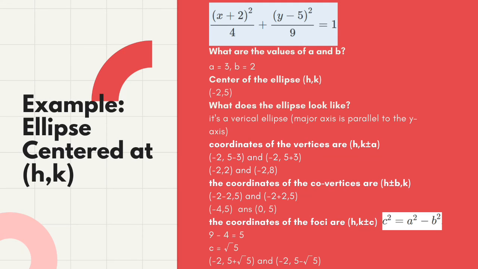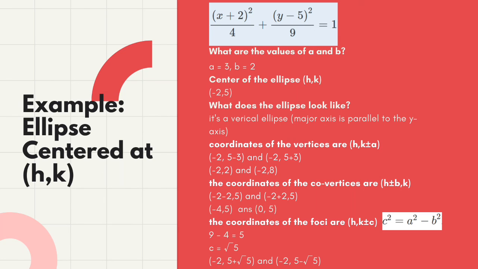The example equation given is the quantity of x plus 2 squared over 4 plus the quantity of y minus 5 squared over 9 equals 1. Looking at the equation, what is the center? The center is negative 2 and 5. Remember to flip the signs. This ellipse is a vertical ellipse because the major axis is parallel to the y-axis.